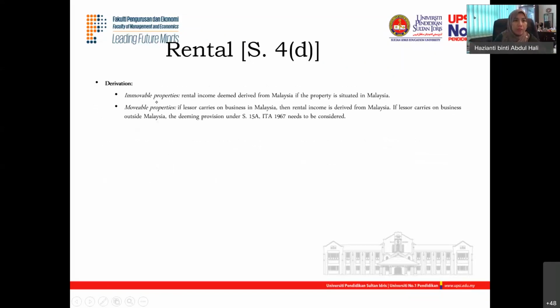So for rental, it can be movable and also immovable property. If you're talking about immovable property, we are talking about property situated in Malaysia. Cannot move, right? It's in Malaysia. Or movable property. So sometimes a lessor who owns the asset carries on business in Malaysia, their rental income is derived from Malaysia. If the lessor carries on business outside Malaysia, the deeming provision under section 15A needs to be considered, which means the individual brings back income to Malaysia.